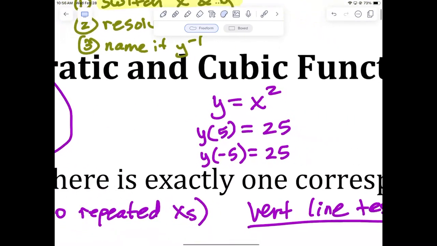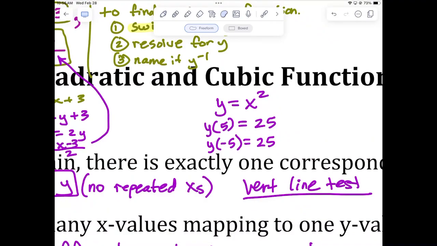Those are one-to-one. Is x squared one-to-one? What do you think about x squared? Is x squared one-to-one?